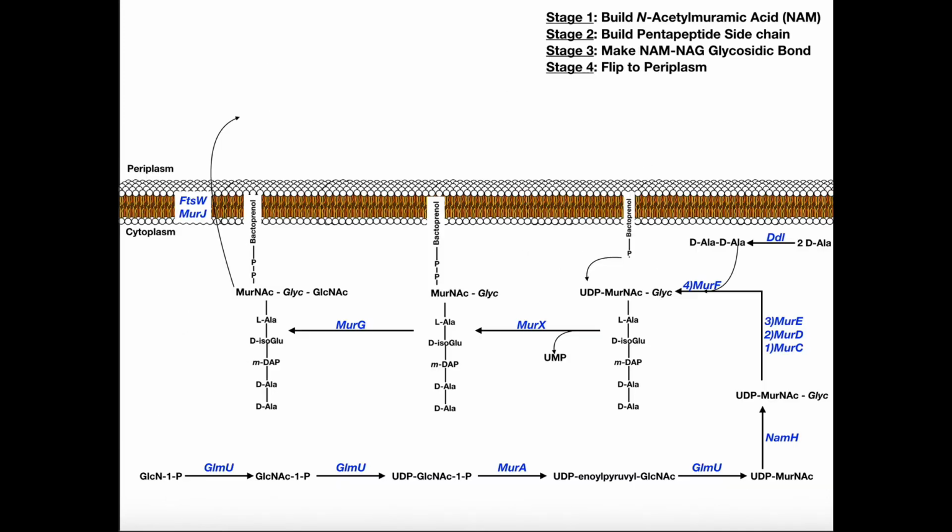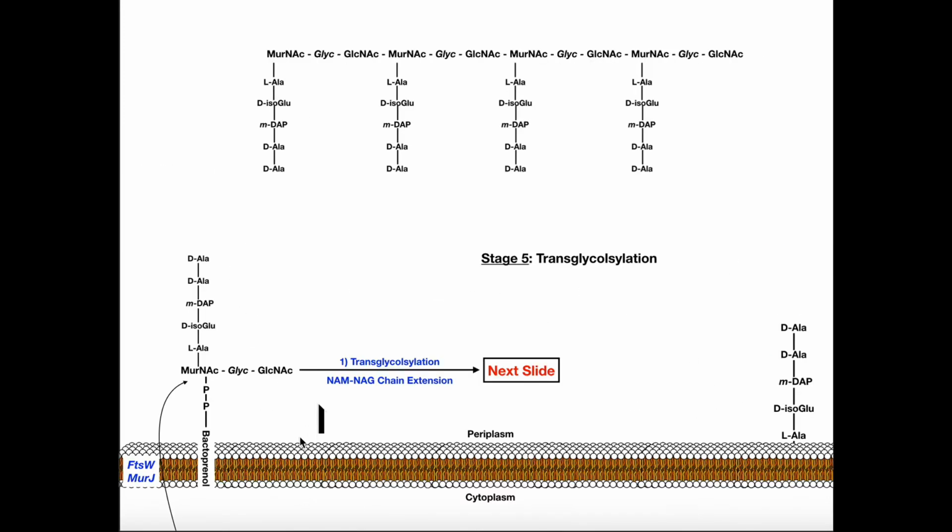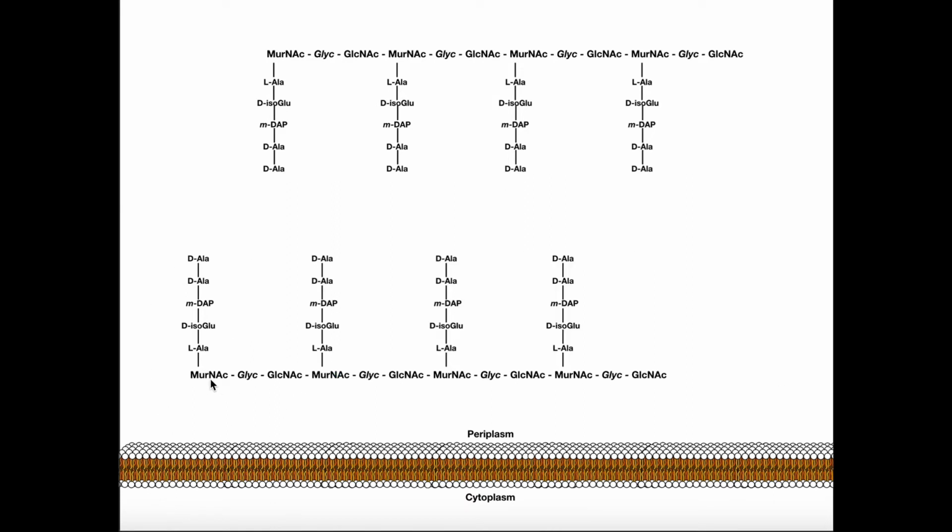So this entire process that I just described, making all of this, and then flipping it up here, this happens over and over again to provide the monomers. This thing right here is basically the monomer. So for transglycosylation, we're just going to build a bunch of these, okay? And they're going to get linked together. That's the transglycosylation. Now, once we have transglycosylation, we're going to do something called cross-linking.